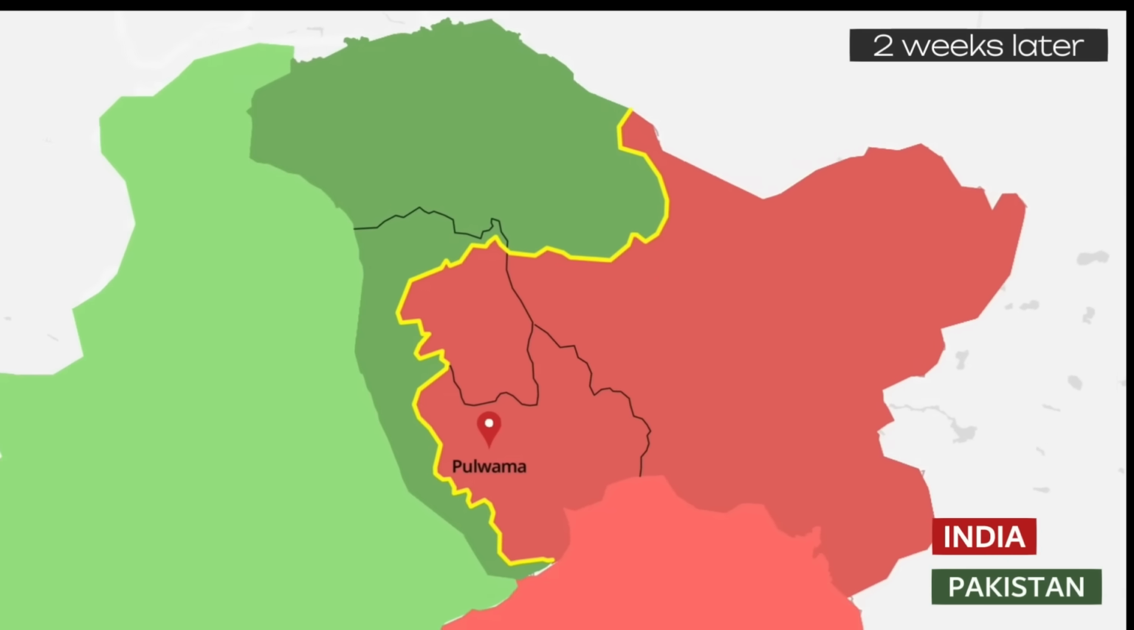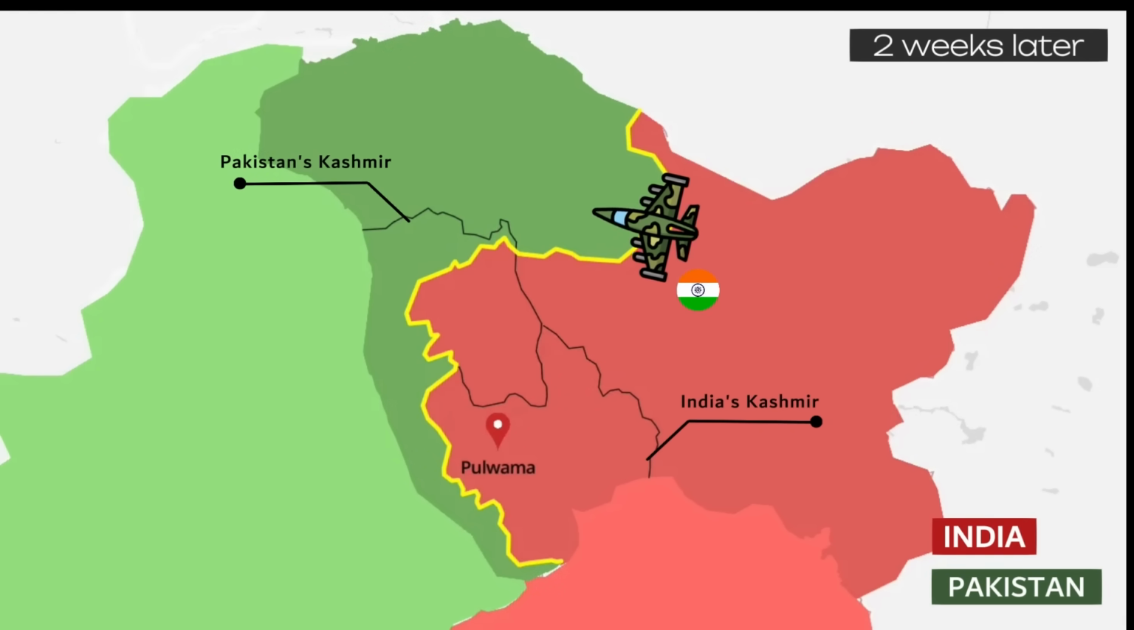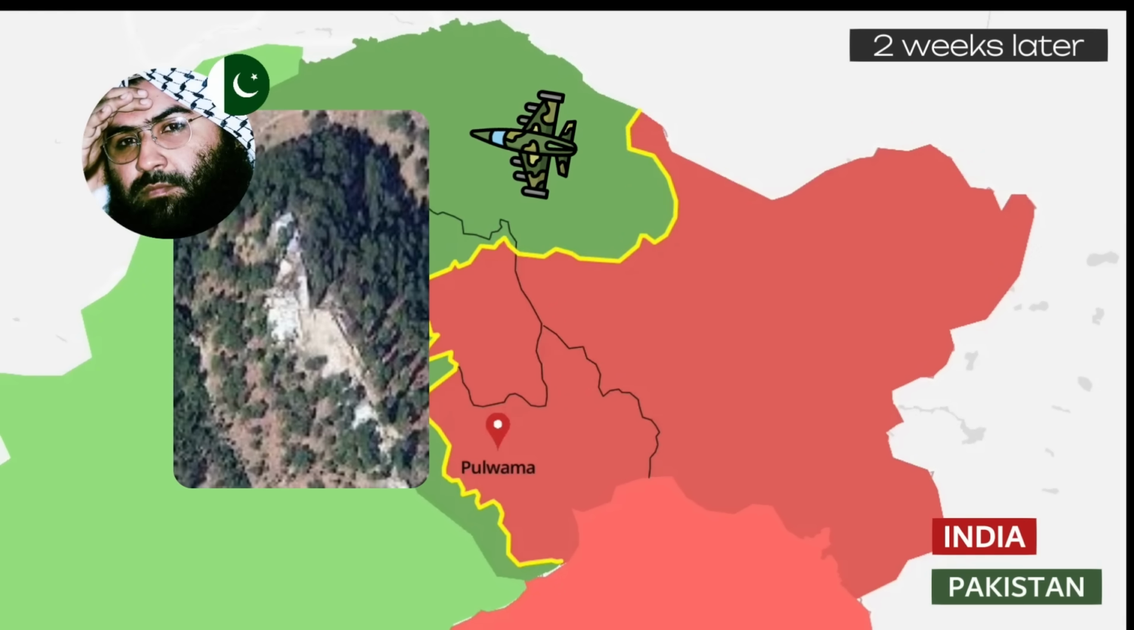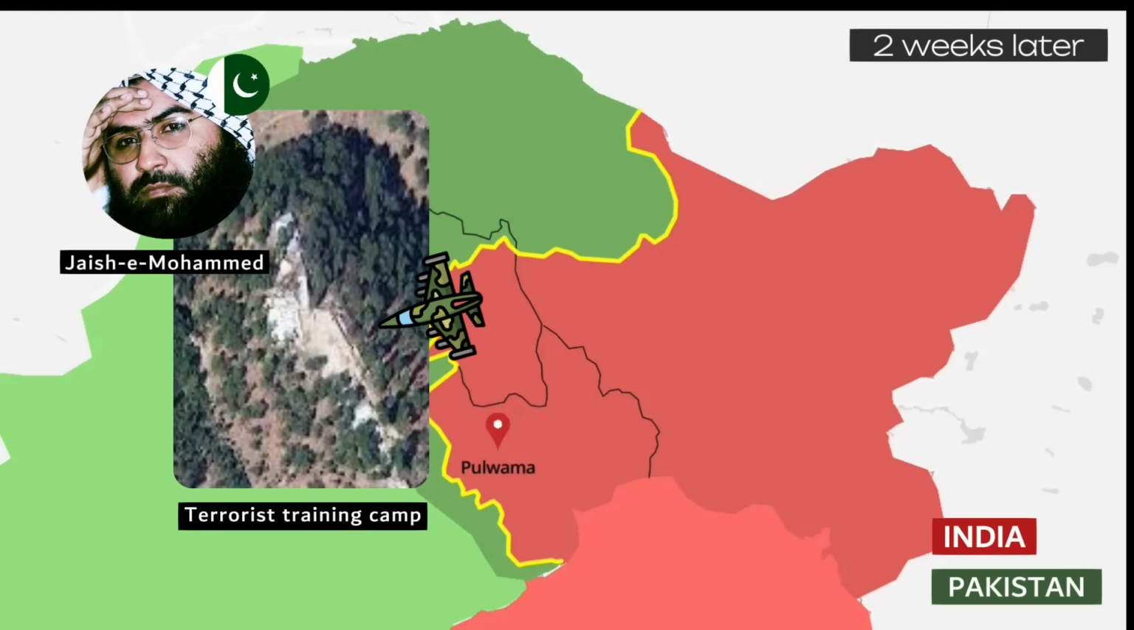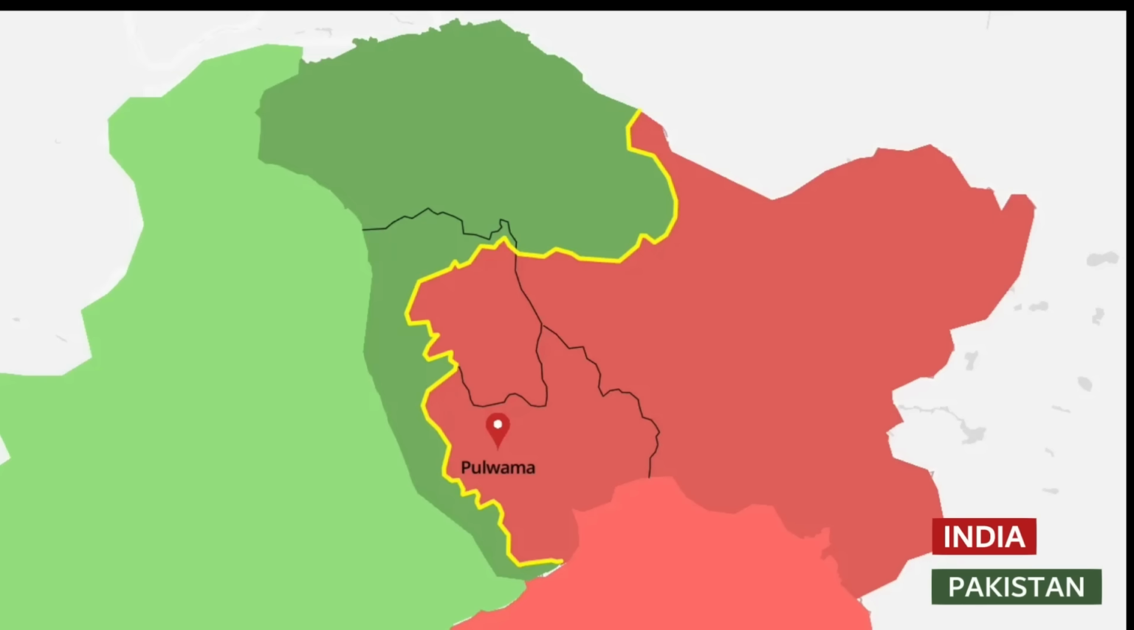2 weeks later, India responded by conducting retaliatory airstrikes inside Pakistan, claiming to hit a terrorist training camp run by Jaish-e-Mohammed, the Pakistani militant group operating in Kashmir. The following day, Pakistan retaliated with airstrikes in Indian-administered Kashmir.